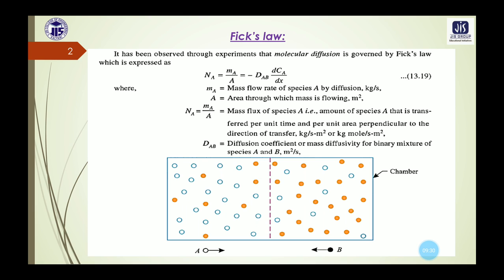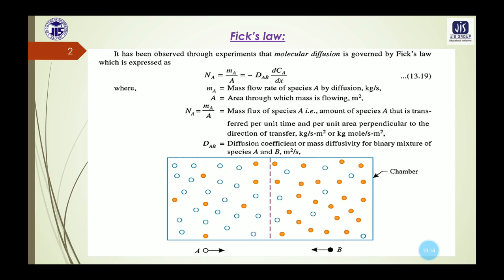Now the mass transfer by diffusion will be in the direction of decreasing concentration, and subsequently there will be a net transport of species A to the right compartment and of species B to the left compartment. This is obvious because the left compartment has the higher concentration of species A, so this higher concentration of species A will try to shift to the right compartment, where the concentration of species A is lower.